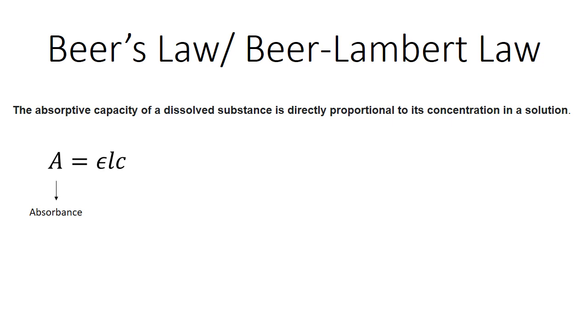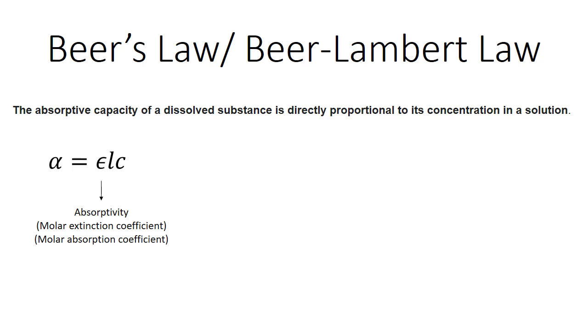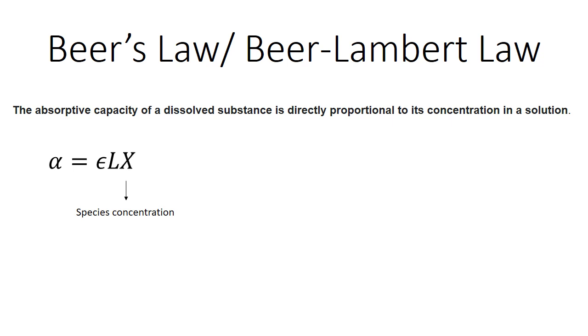And you may have seen Beer's law written like this on Wikipedia, where A is the absorbance. In other cases, you may see absorbance as alpha. Epsilon is called the absorptivity, which is also sometimes referred to as the molar extinction coefficient or the molar absorption coefficient. L is the path length, and recall that I am using a capital L for my path length. C is the species concentration, and recall that I am using a capital X for species concentration.